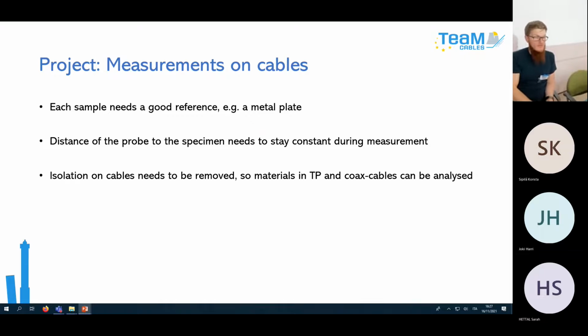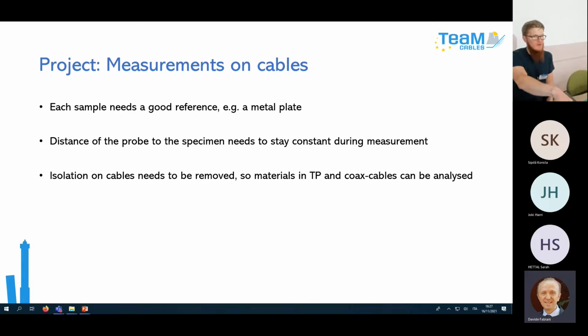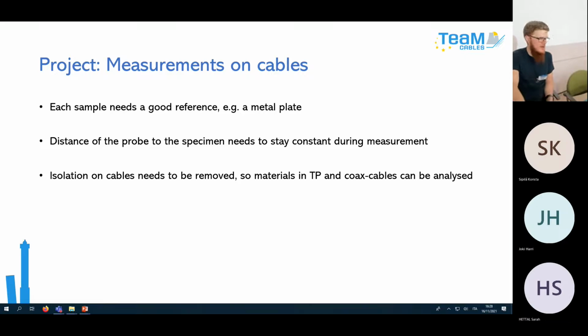Very important in this case is that the distance of the probe to the specimen needs to be constant during the measurement. As I said, the time of flight is important, and if we are talking about picoseconds of time of a signal, then you must not move the sample in any way, because it could move this time of flight.